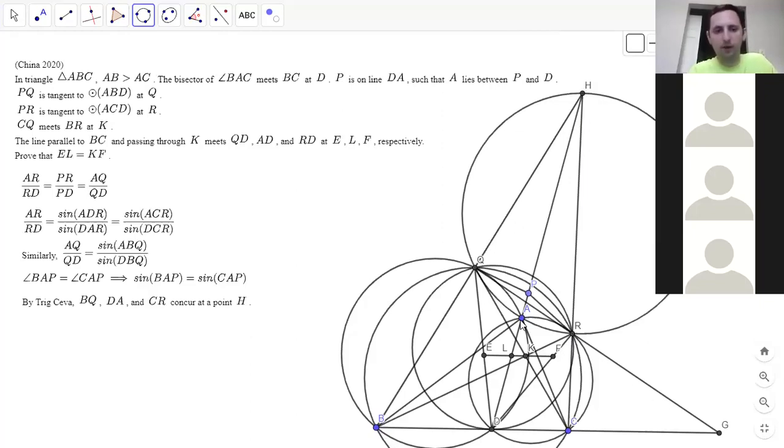Okay, so we want to show EL is equal to KF. Let me check how we're doing on time. It's not even 1 yet, so yeah, we have about an hour, 15 minutes.